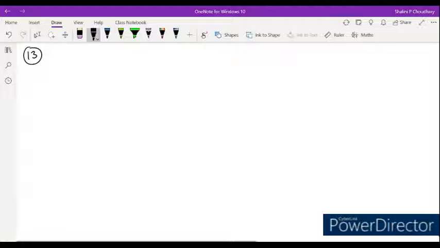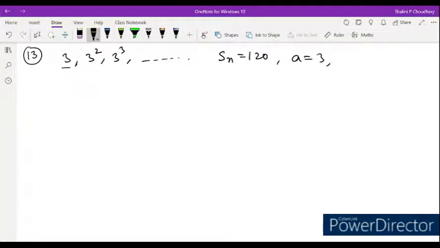Question number 13 says, how many terms of the GP 3, 3 square, 3 cube, and so on are needed to give the sum 120? Sn is given as 120, and the first term a is 3. The ratio r is also 3, clearly, because we are multiplying the first term by 3 to get the second term.